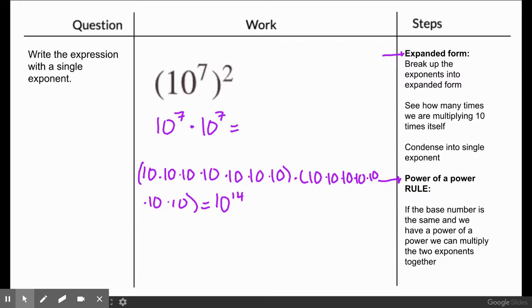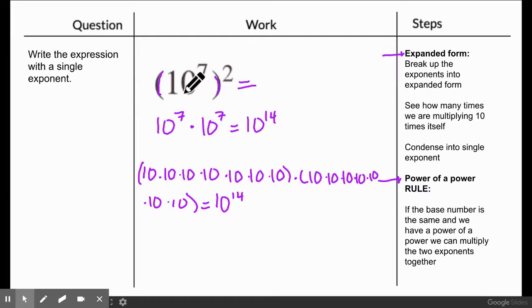So now what we can do, first of all, if we look at the multiplying a power rule, we can see that if we broke this power of a power down into just the multiplication, we'd have 10 to the 7 times 10 to the 7th. And we could add those together to give us 10 to the 14th, because that's our multiplying a power rule.